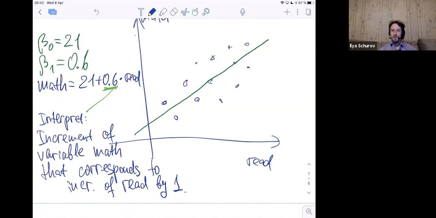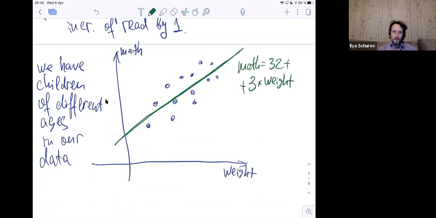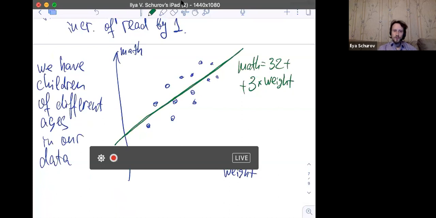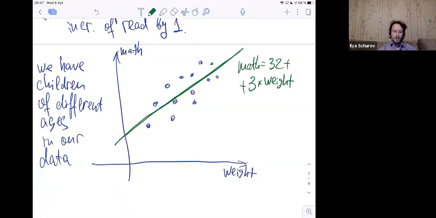Does this kind of data look plausible? Okay, let me try to share it again. How do you think, does this kind of relation between mathematics and weight look plausible?